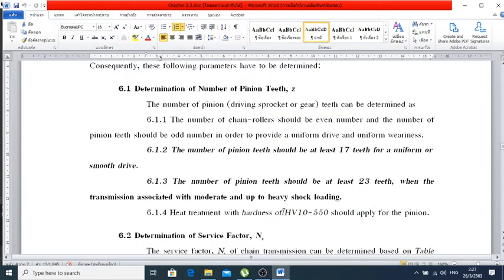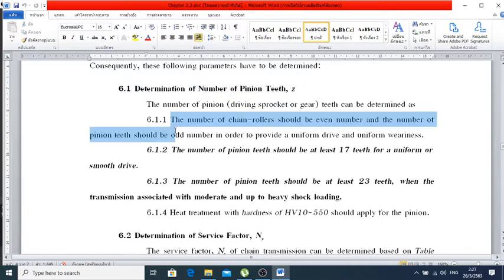Let's go for the first one. Determine the number of pinion teeth. The pinion is going to be the driving sprocket. It's recommended that the number of links in the chain should be an even number, and the number of pinion teeth should be an odd number, to make a uniform wear, and things like that.